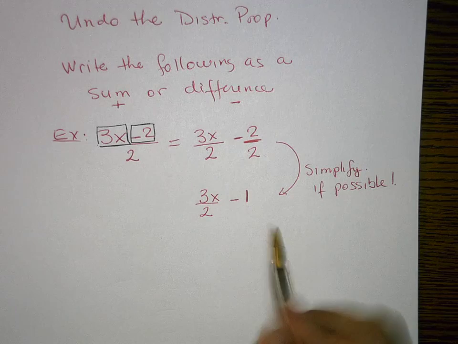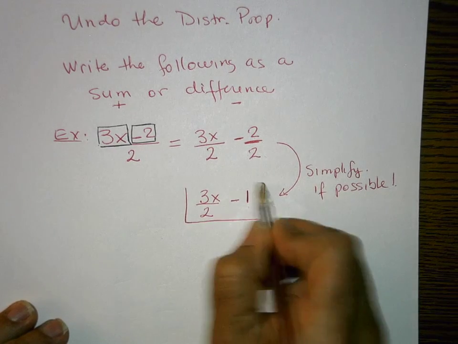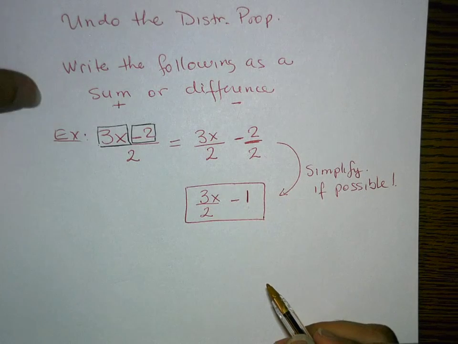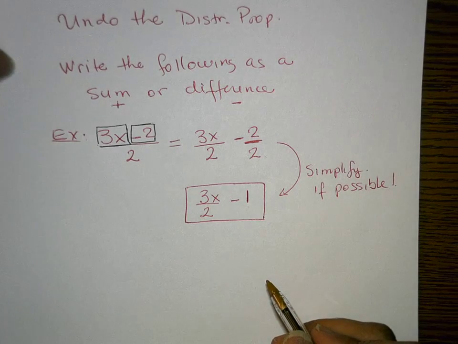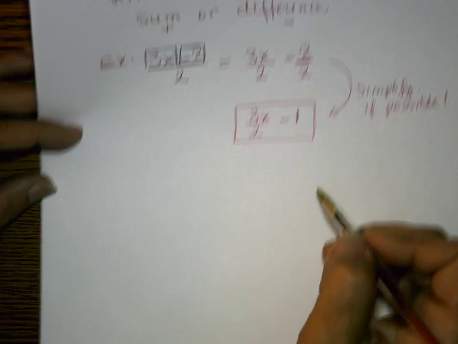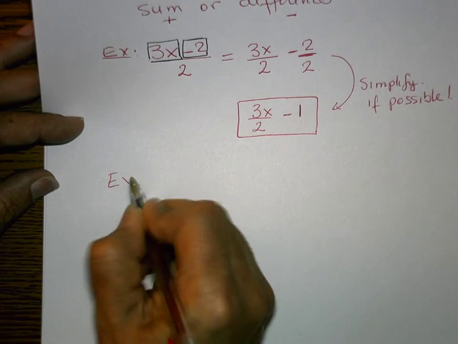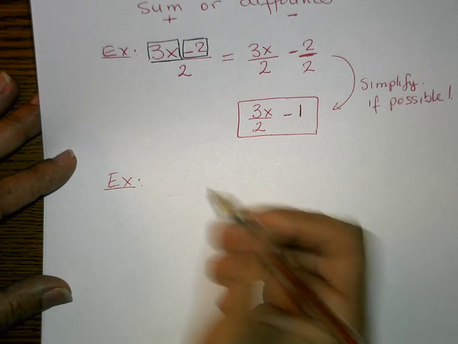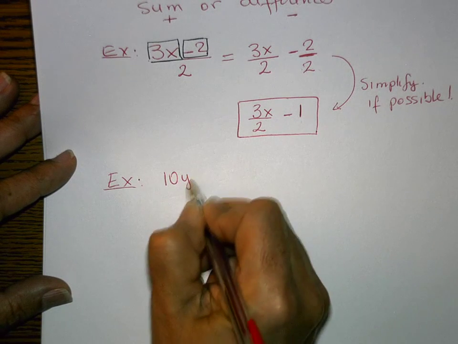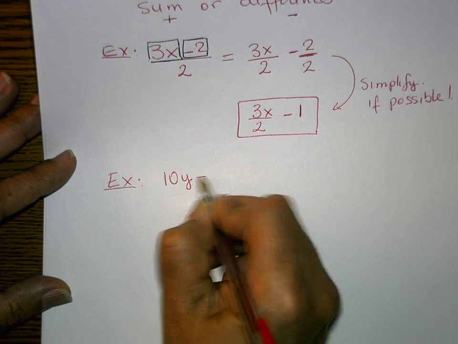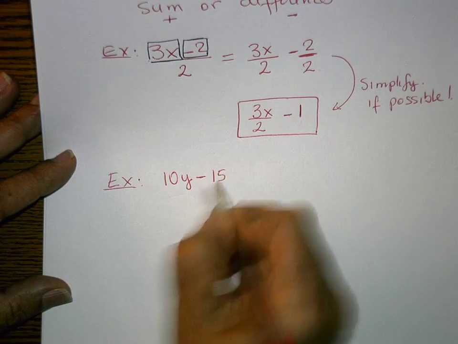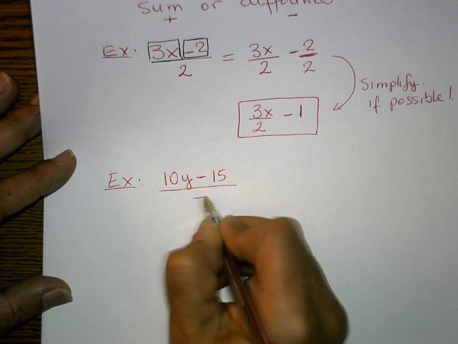They're exactly the same statement. So there we go. We simplified it. Okay? Let's try one more to make sure we understand it. Here's another example. And let's do 10y minus 15 divided by 5.